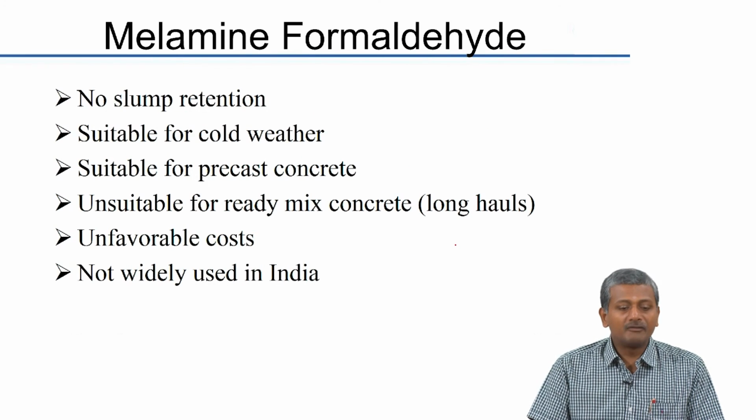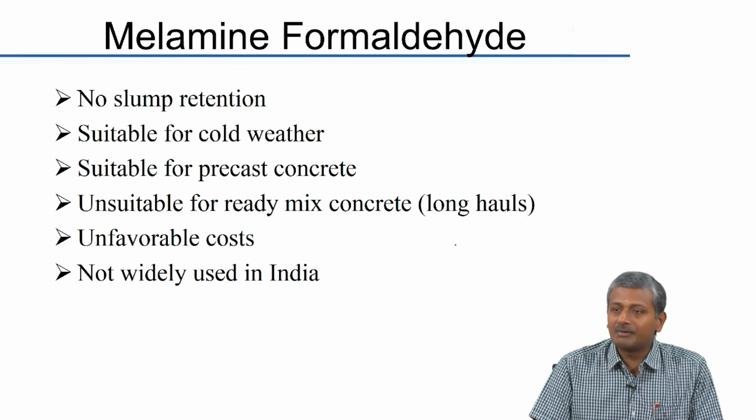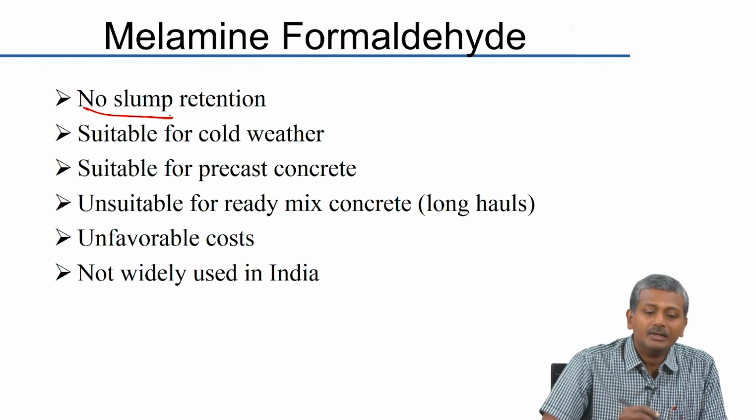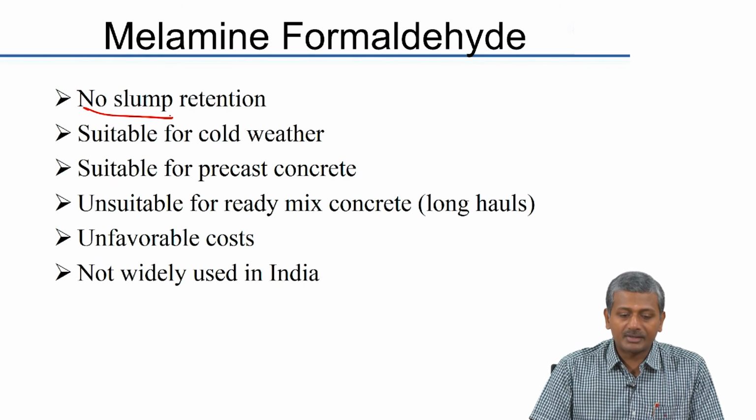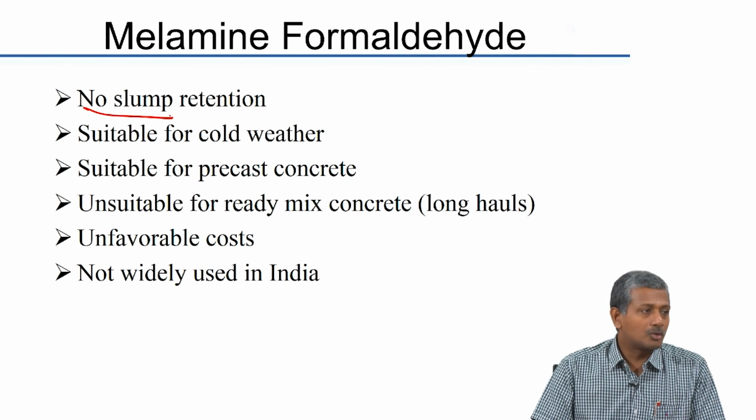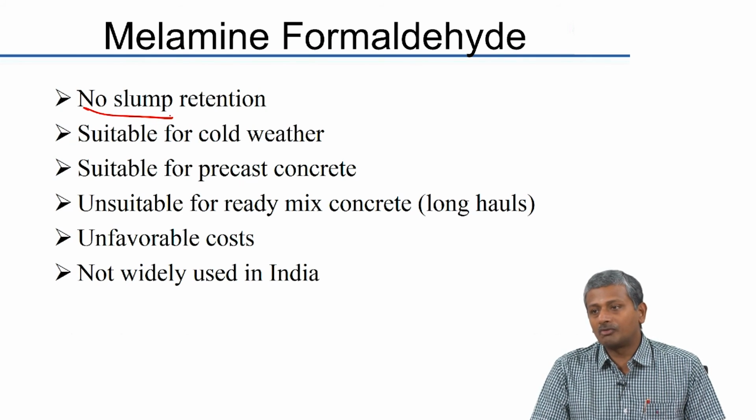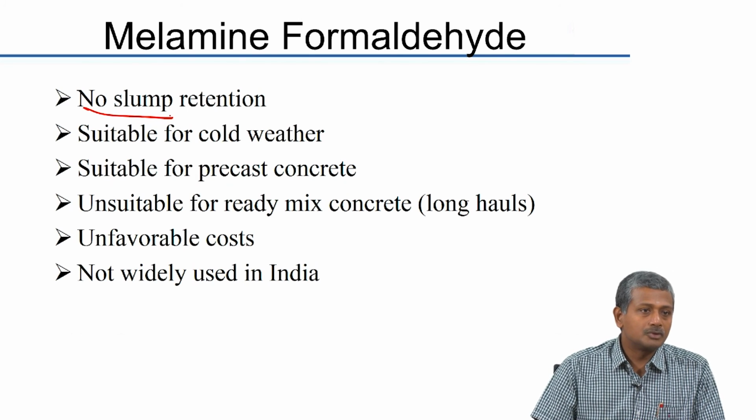So, essentially you are producing a concoction of different types of ingredients trying to get the desired characteristic for a particular application. Melamine formaldehyde in India, you will probably not find it used anywhere except in certain precast industries because it has got absolutely no slump retention in the warm climates. It is suitable only for cold weather and for precast concrete, especially when you have RMC and long hauls, you may not be wanting to work with melamine. The costs, especially what you find in India, could be highly unfavorable in terms of usage in concrete to a large extent.